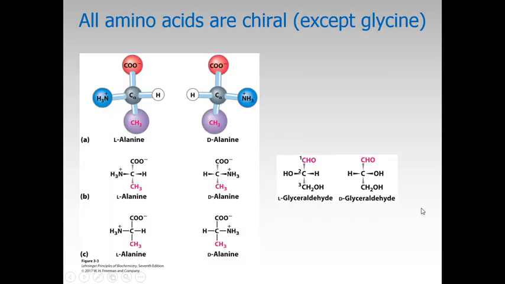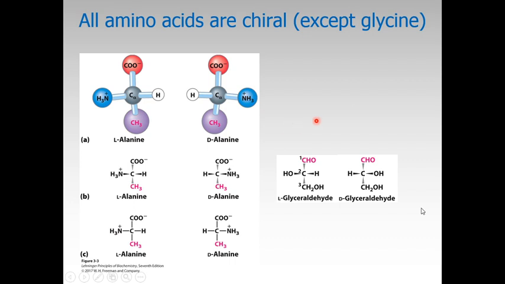Like I said, all amino acids are chiral except glycine. Glycine is an amino acid where the R group is H, so it doesn't have a chiral center. Now, special nomenclature, like I said, has been developed to specify the absolute configuration of the 4 substituents of the asymmetric carbon, which is this one, right?